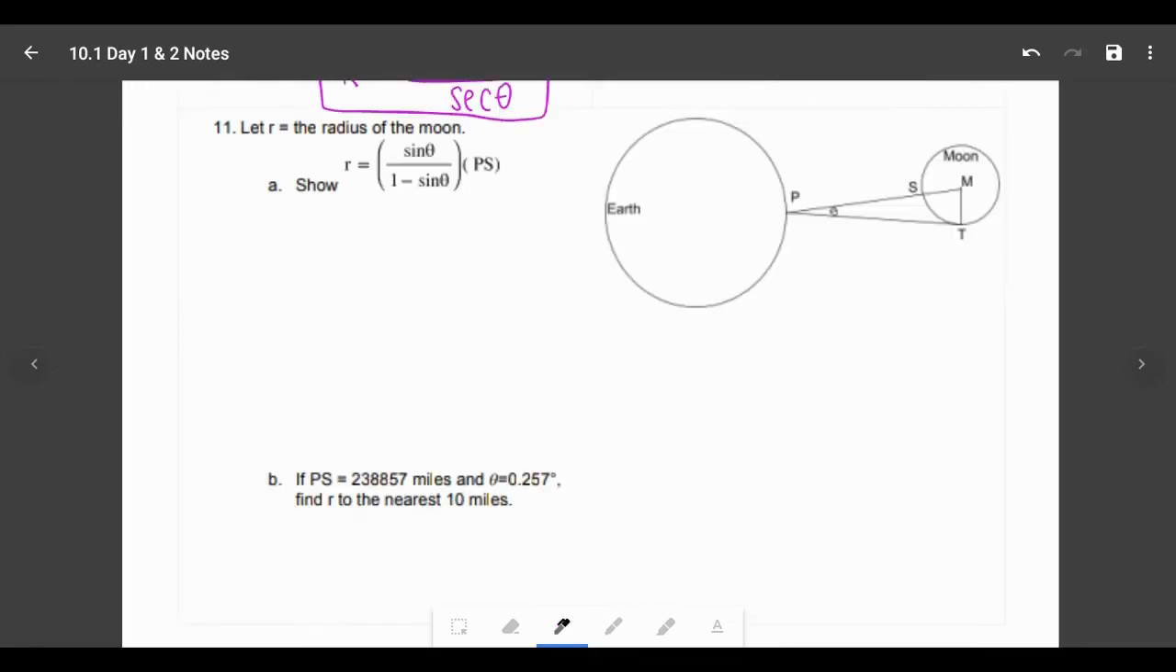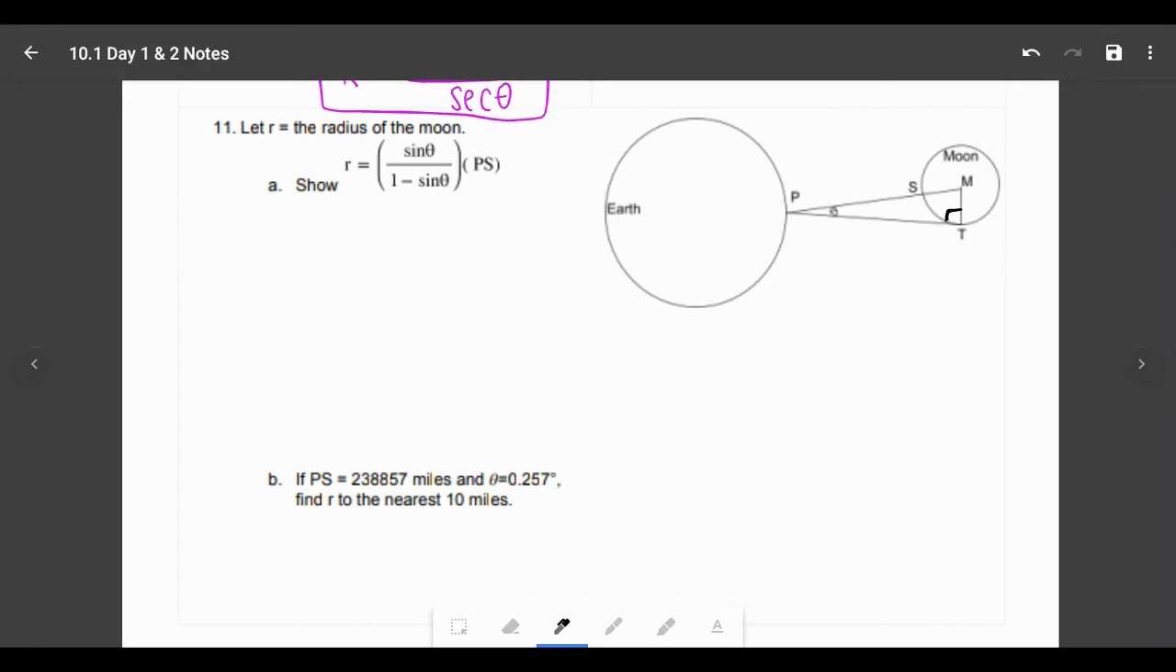For 11, we are given this diagram of the Earth and the Moon. And we are told that r is the radius of the moon. You should also know that PT is tangent to my circle, to my moon. So we know we have a right angle there. And I know it's kind of small, but we do have theta over in angle P.